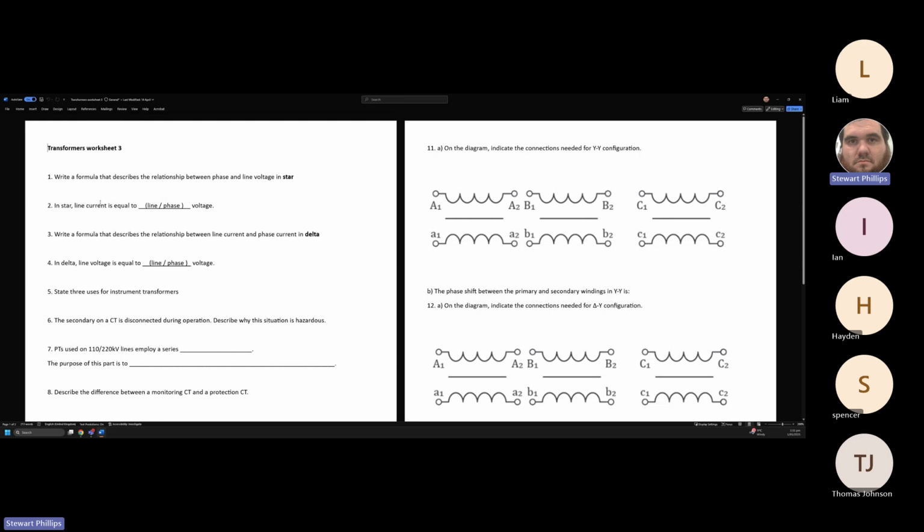Cool. So this is just something to get our brain started. The relationship between phase and line voltage in star is square root of 3. To get line voltage, we multiply the phase voltage by square root of 3. And to find our phase voltage, we divide our line voltage by square root of 3.